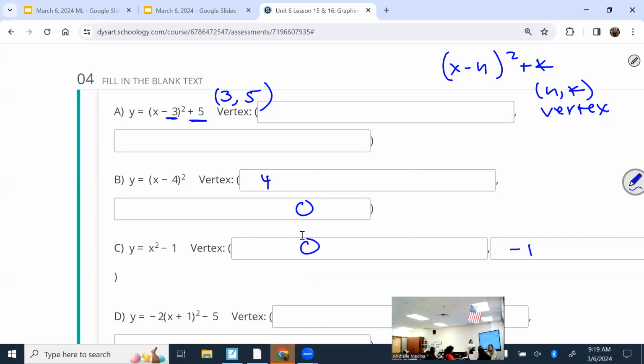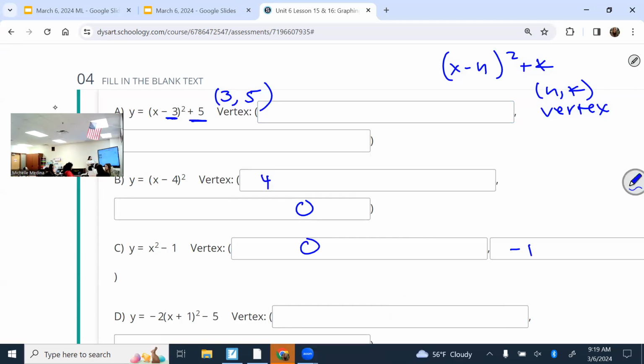Good. Last one, I think, I don't want to scroll because I don't want to mess it up. But if it looks positive in the equation, my H is actually negative, and then my K will be the same sign that it looks. Does that make sense? Okay. If not, just ask me later.